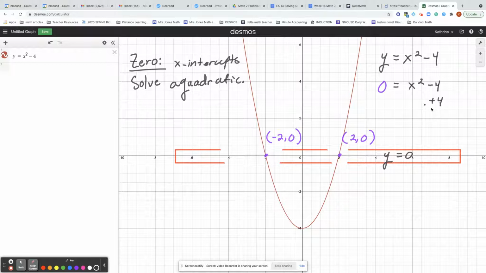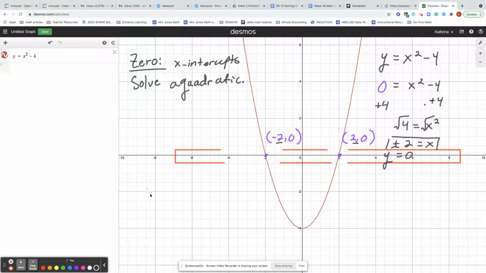We're going to add 4 on both sides because we're really trying to get x by itself. And we have 4 equal to x squared. Now we're going to square root, so square root it, and now we have plus or minus 2 equals x. We covered this in EK 1 and 2, that when you square root a number, it's going to have a plus or minus, which is why we have a 2 and then a -2.